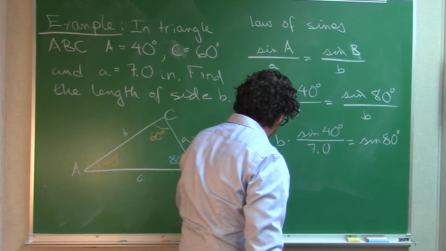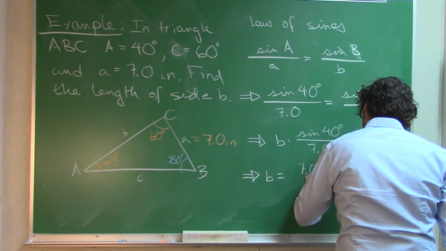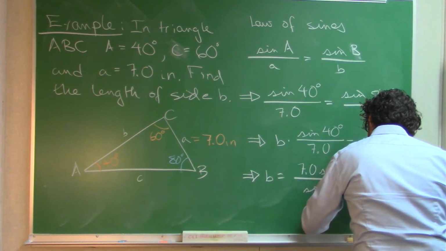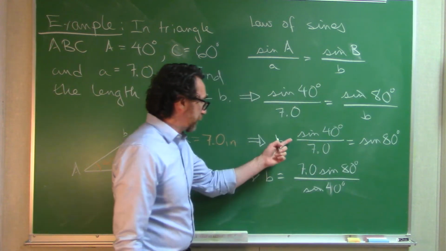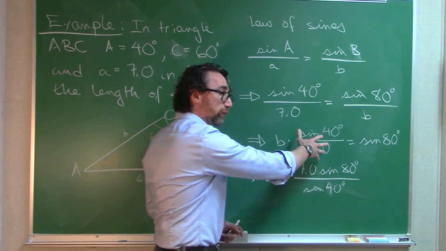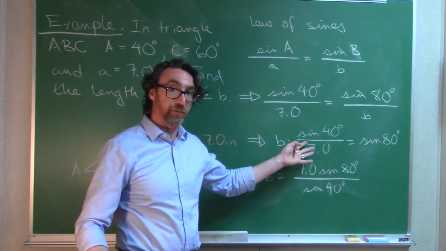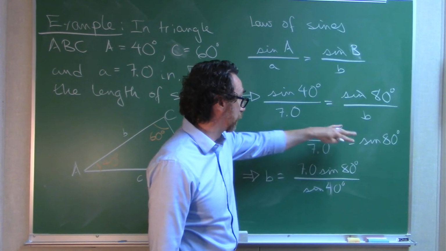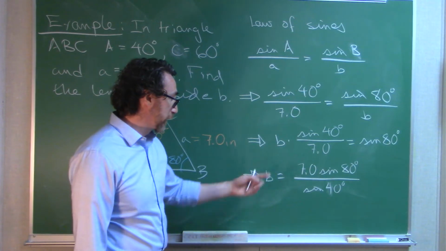One more step. To see how I get from here to here, I want b by itself on one side. So in other words, I want to get rid of this fraction multiplier. So I want to divide by that fraction. How do you divide by a fraction? Well, you multiply by the reciprocal. So I would multiply both sides by 7 over sine 40, getting this.